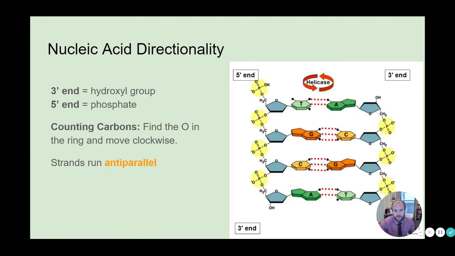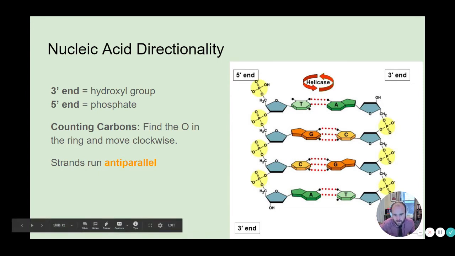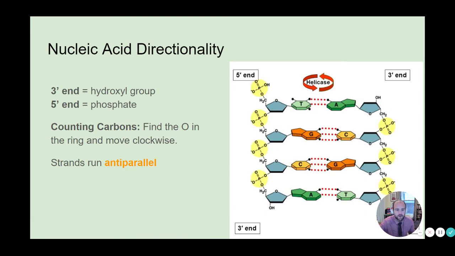It's the same thing when it's reversed here, because remember, our strand is anti-parallel. So here we're going from bottom up, 3' to 5', and here we're going from 5' to 3'. Same thing here. If we start at the O and go clockwise, that's 1', 2', 3'. We can see this is the 3' end, 4', and our carbon sticking off is our 5'. So always remember, if you're counting the carbons, start at O and just move clockwise.